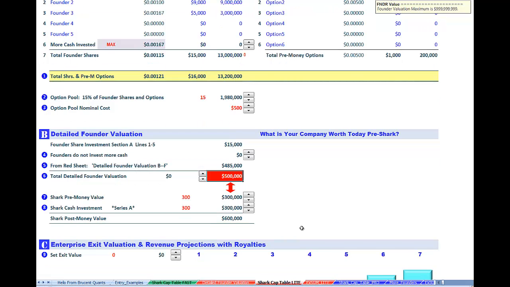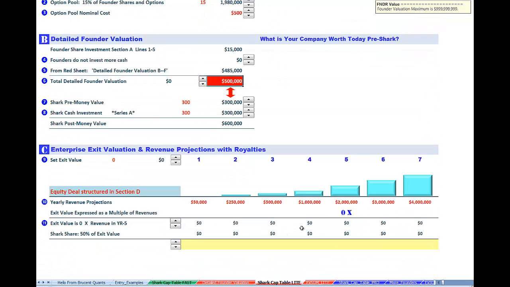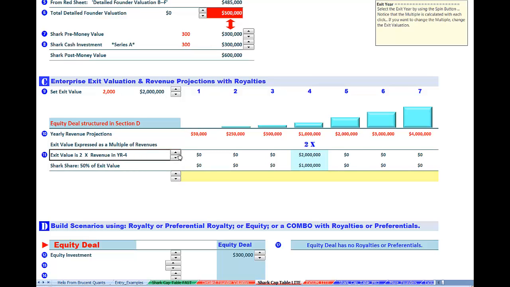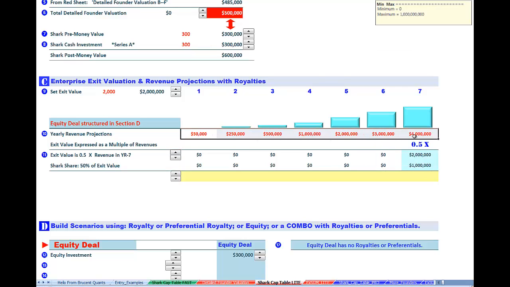Now, let's go down and see what's going on here. We need to do something else. We need to put in a sale price of maybe $2 million. And we think we're going to get that sale price in year 4. So we can scroll through using this. And notice that the exit value is fixed so that when you scroll through, the multiple changes as you get larger, and by the way, we already entered these for you.